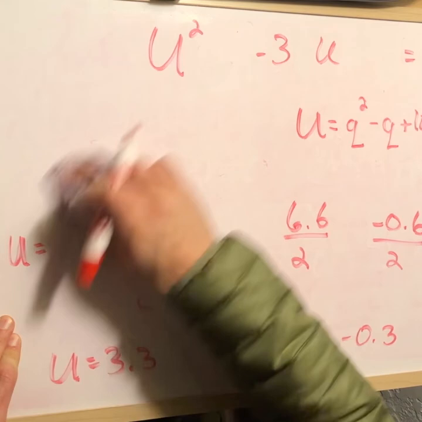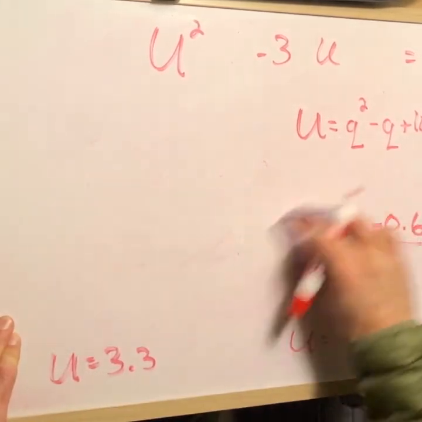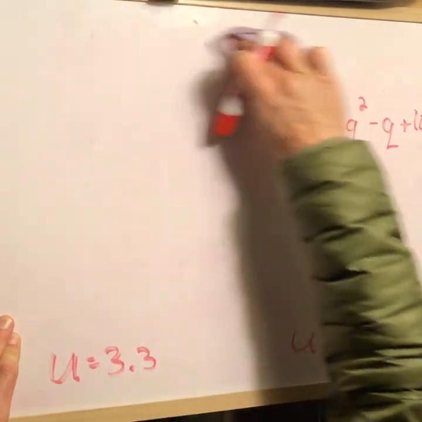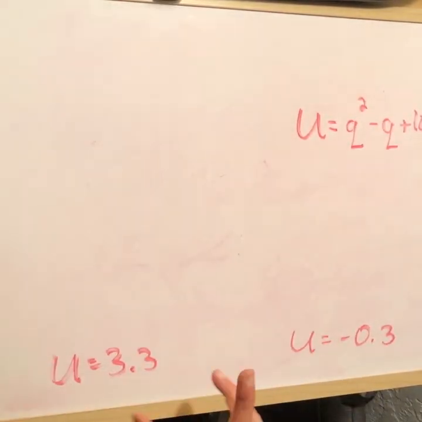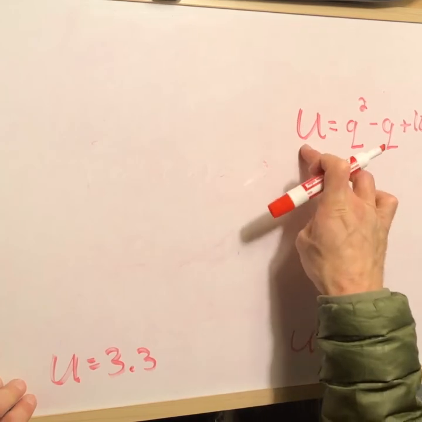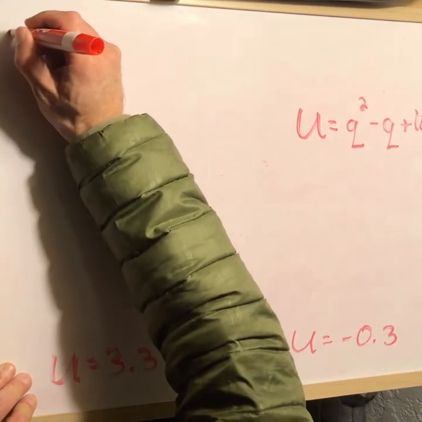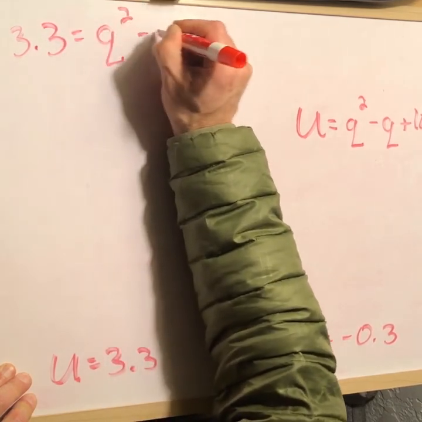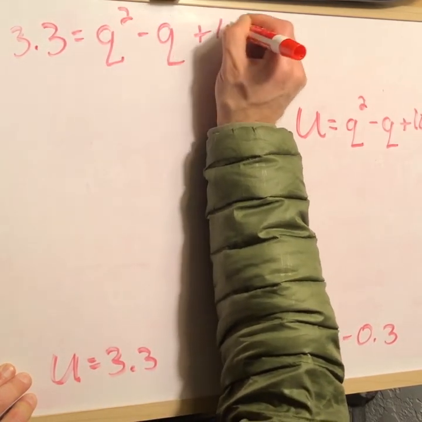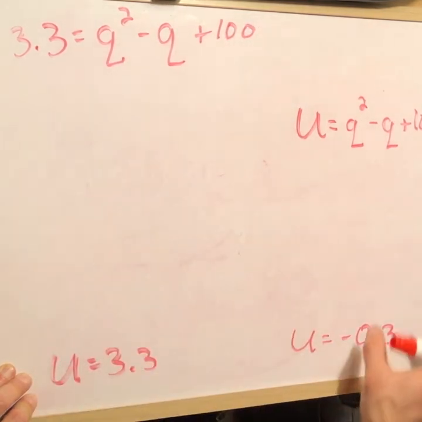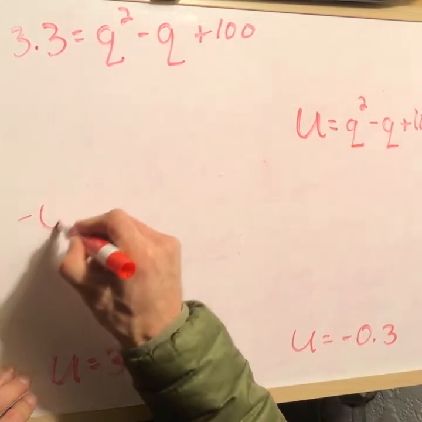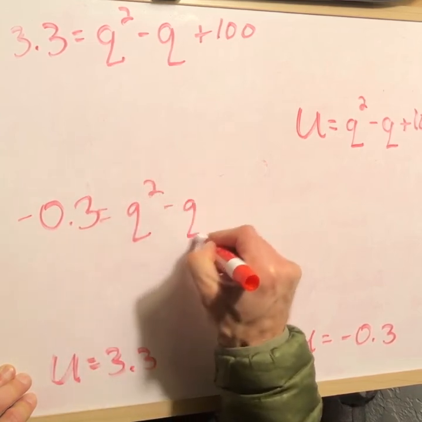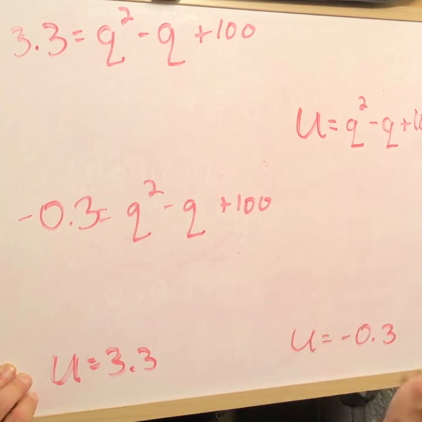Well, now, unfortunately, we're not done because we actually have two more equations to solve. See this 3.3, I'm going to substitute it for the u. So I'm going to have 3.3 equals q squared minus q plus 100. I'm going to substitute this negative 0.3. Negative 0.3 equals q squared minus q plus 100.